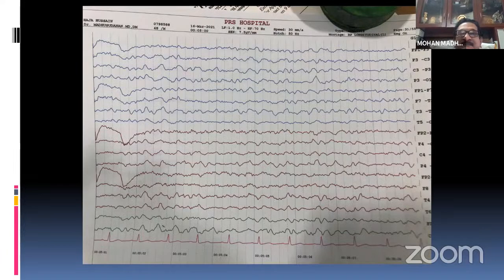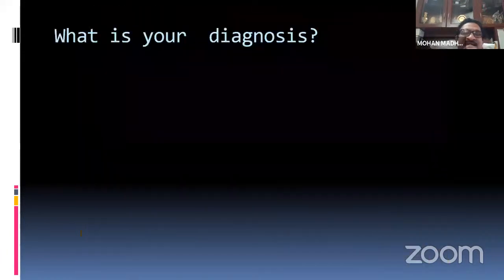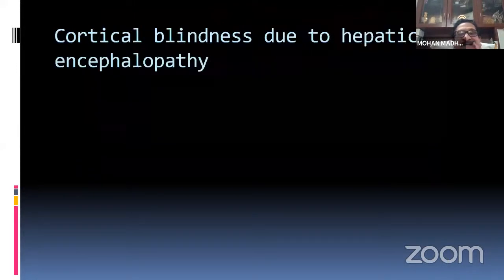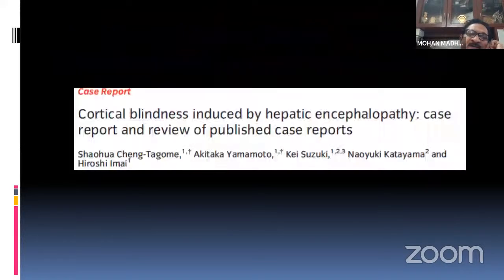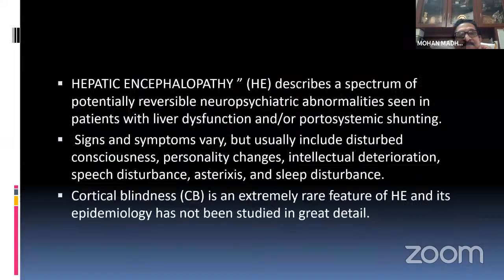After the next day, I was thinking all through the night about the cause of his blindness. In fact, we have a good radiologist in our hospital who searches the literature much more than us. Next day morning, he showed me this article, that cortical blindness is due to hepatic encephalopathy: a case report and review of case reports.